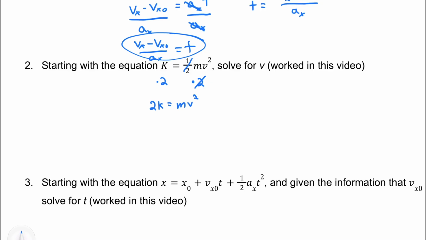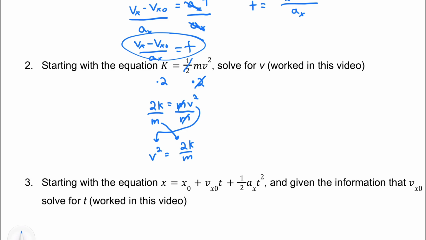So now we have two variables over on the right side, but no constants. And we will divide by m to get v by itself. So we end up with v squared equals 2k divided by m. So I'm just going to write the v squared over on the left side, v squared equals, and then write all this stuff over on the right side, 2k over m.